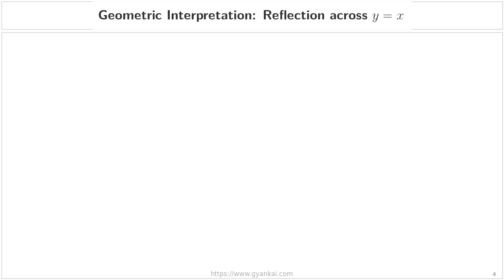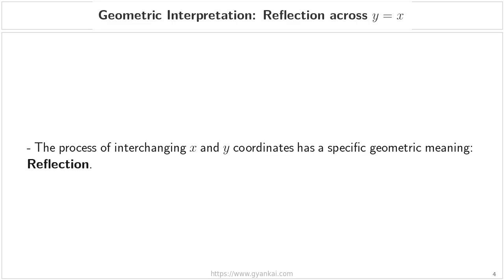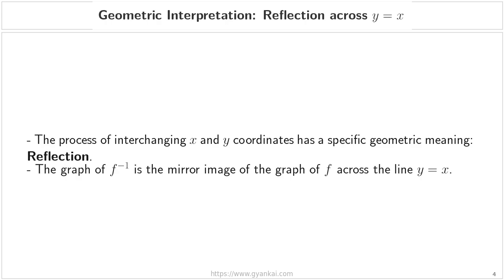Geometric interpretation, reflection across y equals x. Now that we have walked through the step-by-step process of swapping coordinates, let us examine the geometric significance of that action. This process of interchanging the x and y coordinates is known as a reflection. Specifically, the graph of the inverse function, f inverse, is the mirror image of the original function, f, reflected across the diagonal line y equals x.